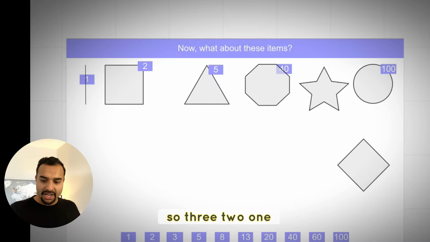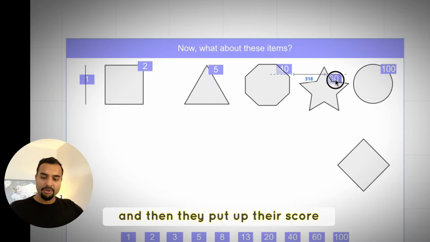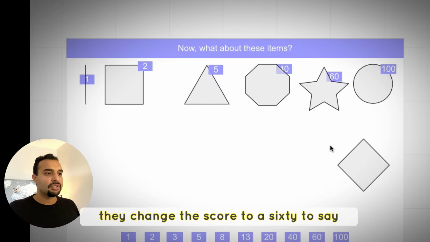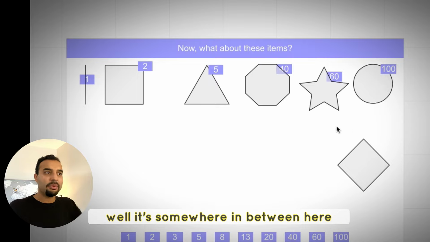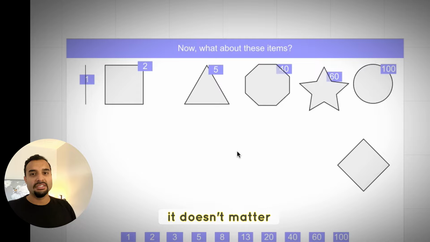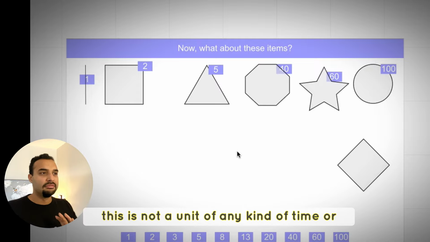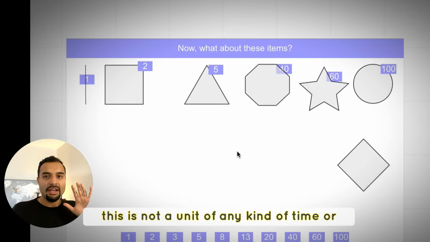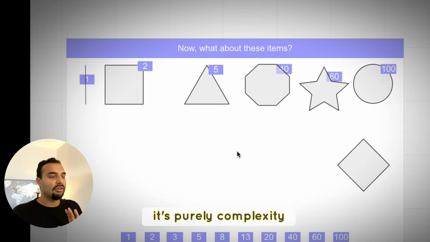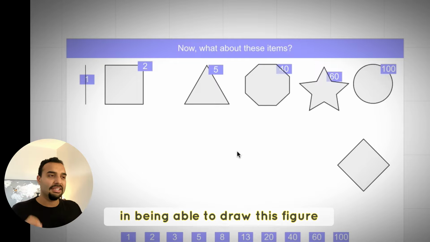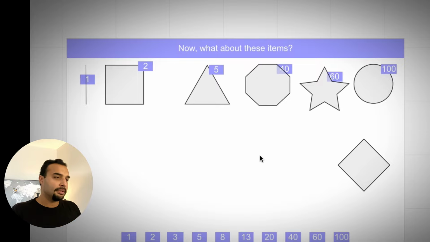So I called that again. So 3, 2, 1, and then they put up their score. They changed this score to a 60 to say, well, it's somewhere in between here, so we're going to give it a 60. It doesn't matter. This is not a unit of any kind of time or anything. It's purely complexity in being able to draw this figure.